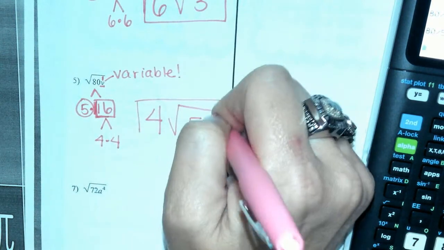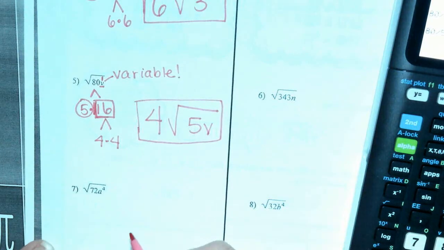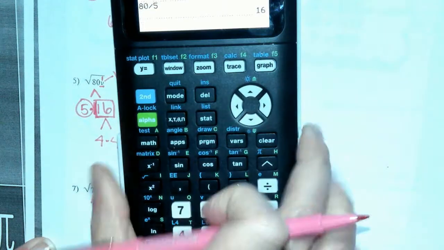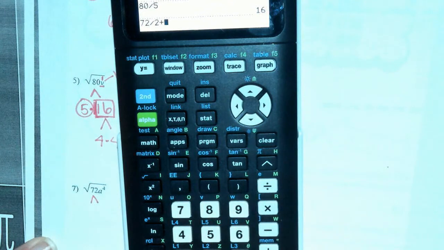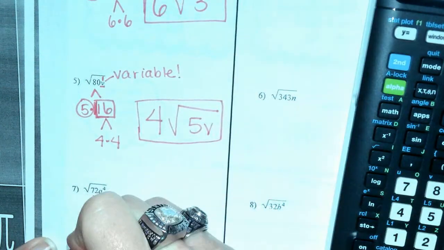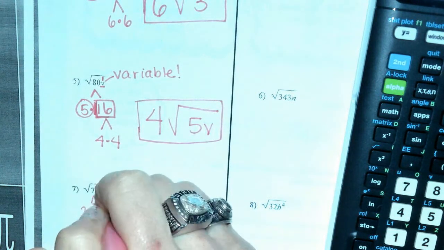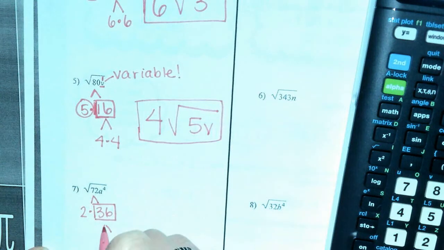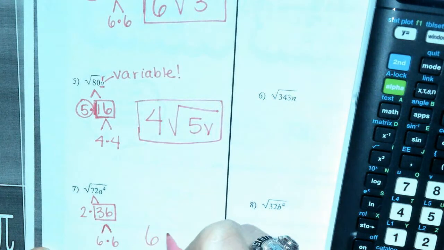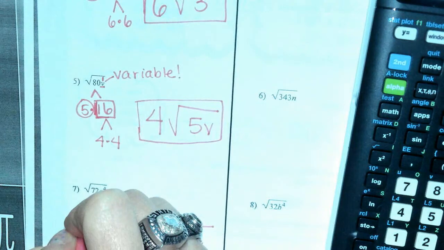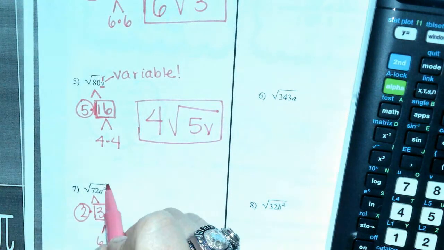Let's look at the next one. It's going to be a little different. 72. Factors of 72 are... 72 divided by 2 is what? 36. Is 36 a square? Yes. So we're going to use 2 and 36. That's 6 times 6. So we're going to pull the 6 out. The 2 goes on the inside. That's our other digit.